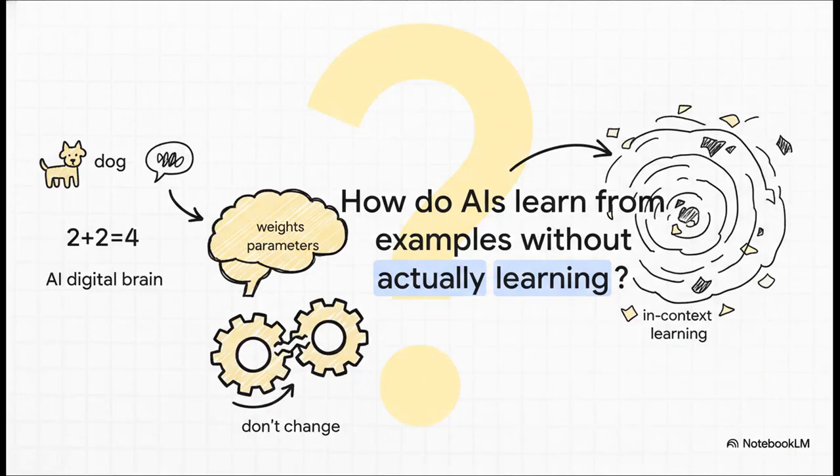So here's the central mystery we're really digging into. You give an AI a few examples, and it adapts, like, instantly. But, and this is the crazy part, its core programming, its fundamental weights and parameters, they don't change one bit. So what is actually going on inside that digital mind?